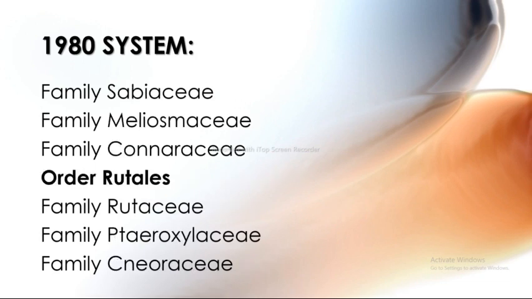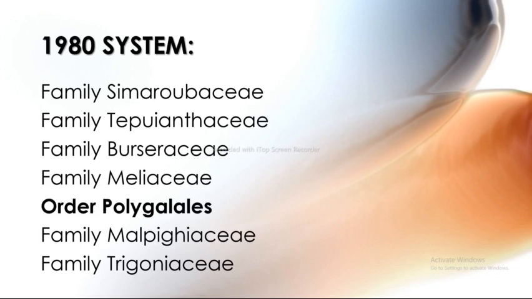Next is Sabiaceae, and next is the Meliosmaceae. Next is the Connaraceae. So the next order is the Rutales. It includes the family Rutaceae and Pteleocarpaceae, and the next is the Cneoraceae. Next is Simaroubaceae and Kirkiaceae. Next is Burseraceae, Meliaceae, and the next order is Polygalales.